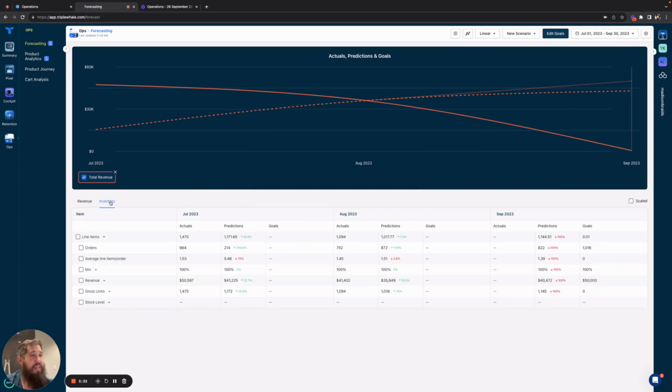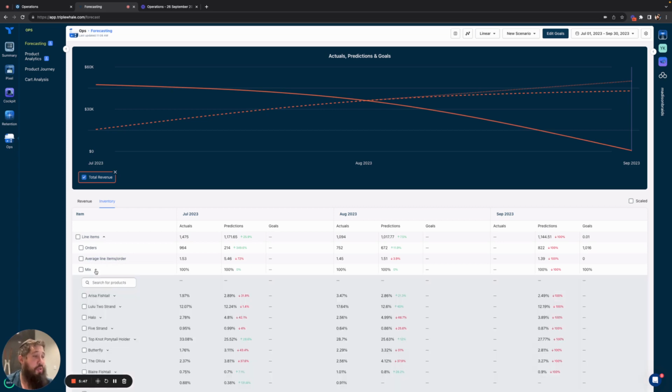Finally, let's check out the inventory tab. This is where the front of the business kind of meets the back of the business. You can view the number of line items that you're processing, the number of orders that you're processing, the average number of line items per order. And then we have mix.